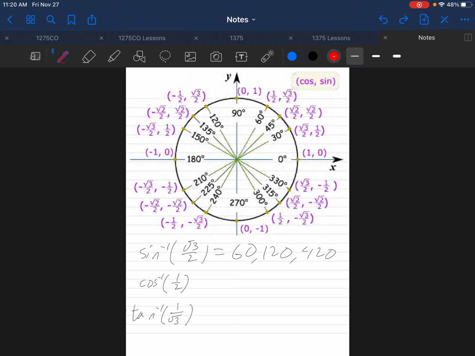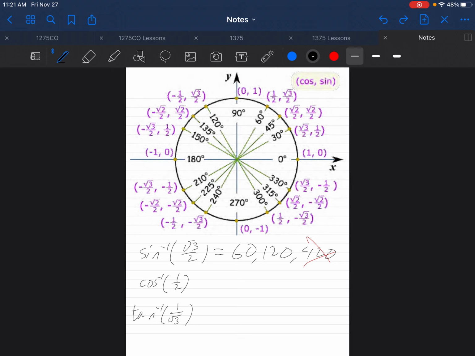For this class, we will disregard the answers that are past 360. We will learn how to deal with answers that are maybe negative, because a negative 300-degree angle, again, will end up in the same place.